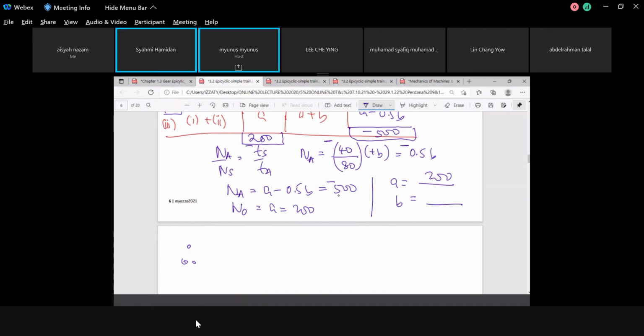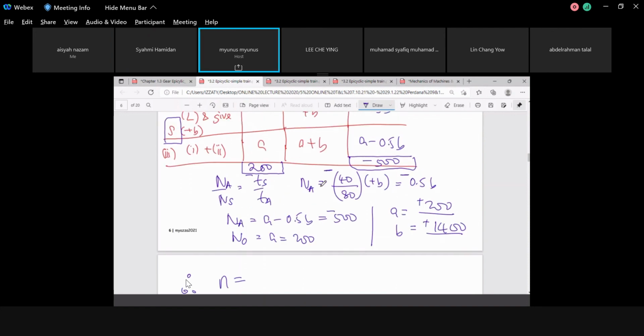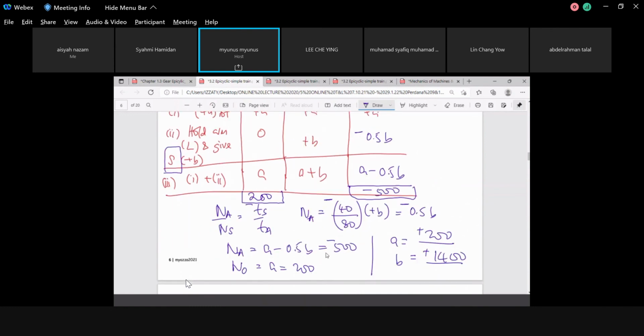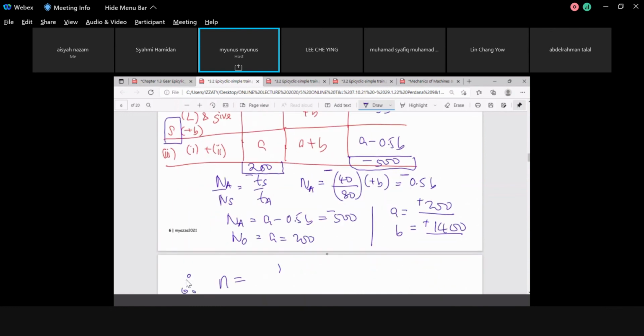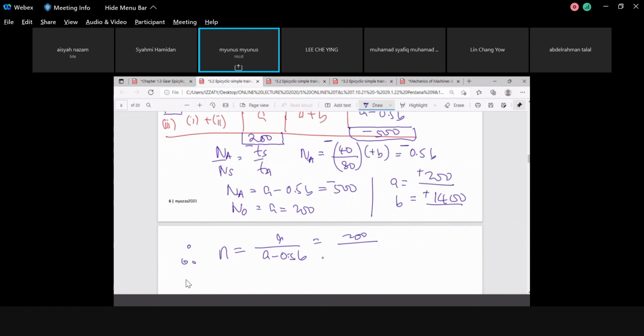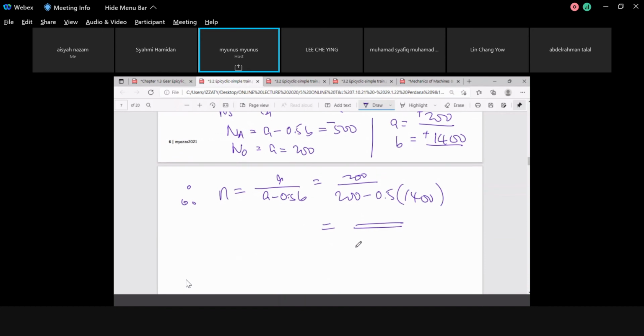1,400. Negative, positive? Positive. Both positive, right? So N is equal to, you go back to the figure, N_O over N_I is A divided by A minus 0.5B, equal to 200 divided by 200 minus 0.5 times 1,004. Do you get the same result or not?